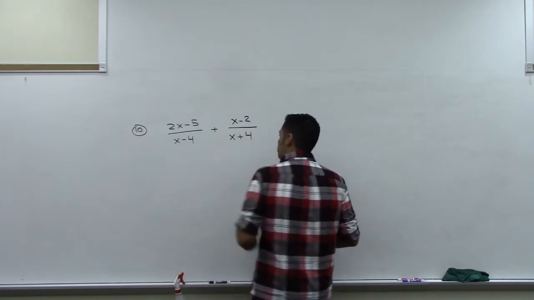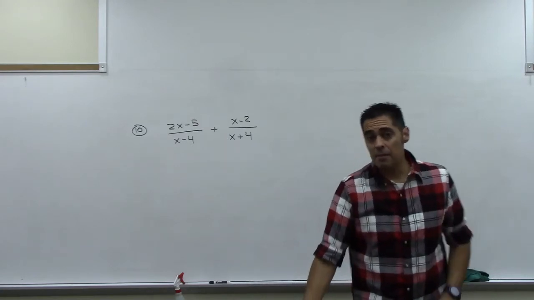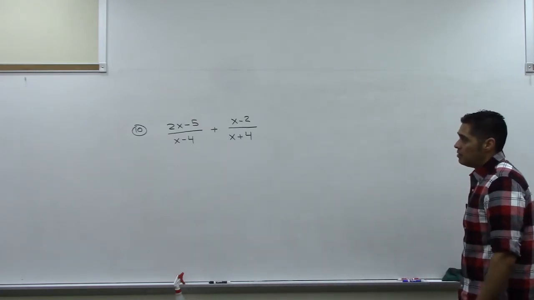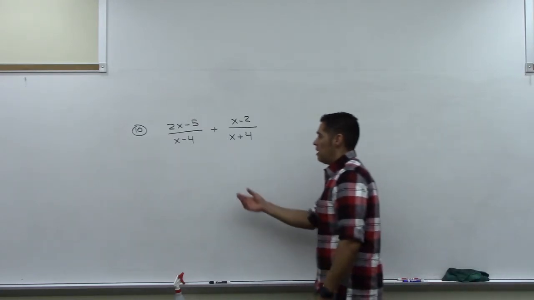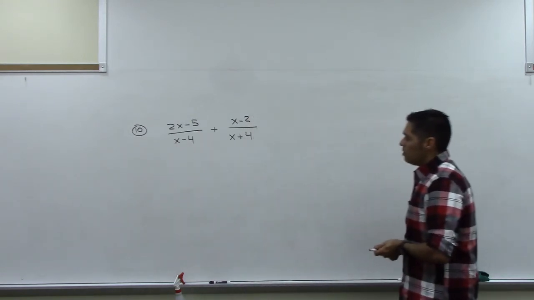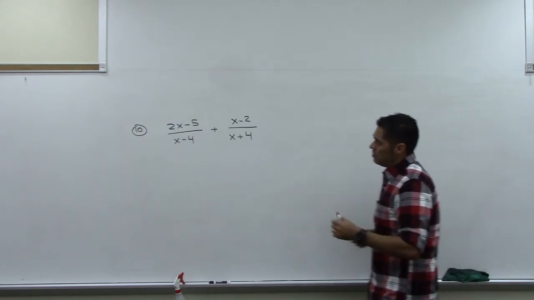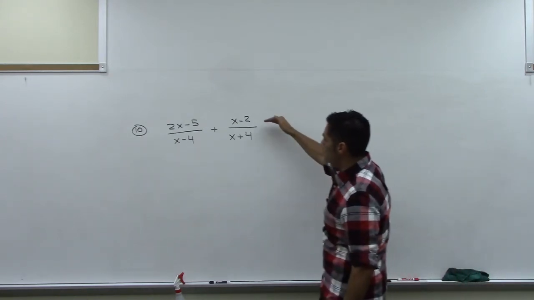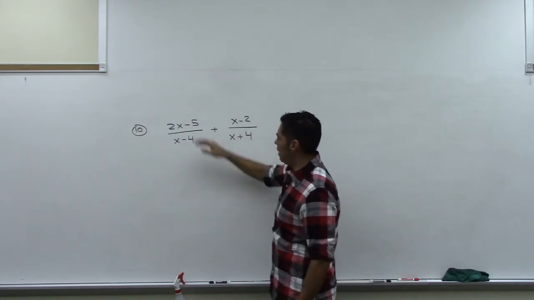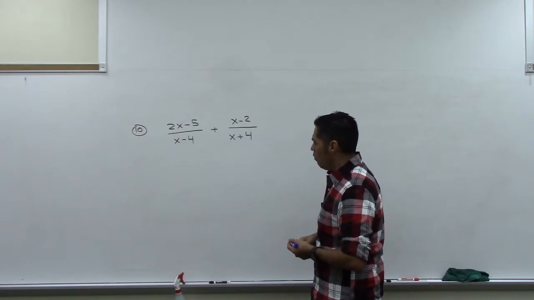Okay, when we add two fractions together, they must have the same denominator. In this case, they do not have the same denominator. This one has the factor x minus 4. This one has the factor x plus 4. So what we need to do is introduce something to both fractions, a hidden 1. So there's a hidden 1 next to both of these. And we're going to rewrite that 1 in a very clever way so that we get the same denominators.